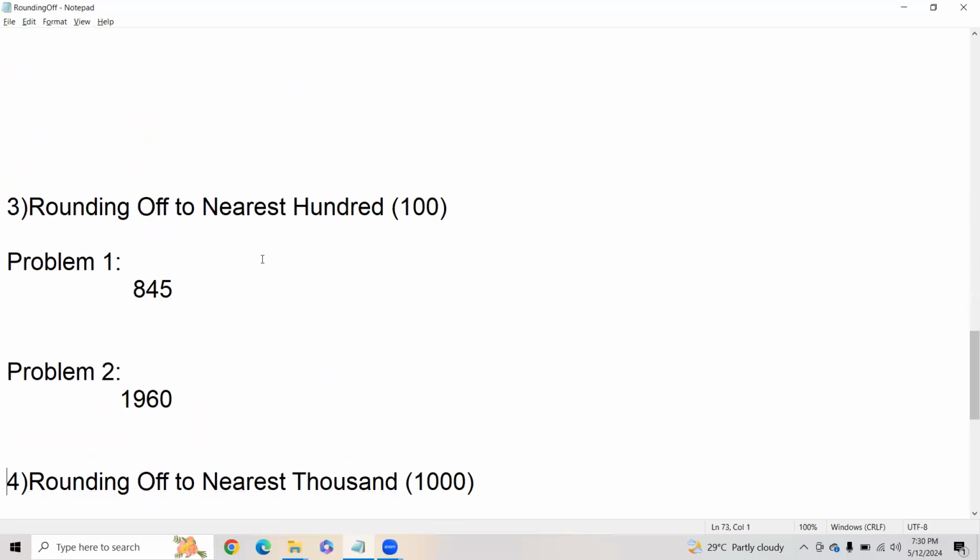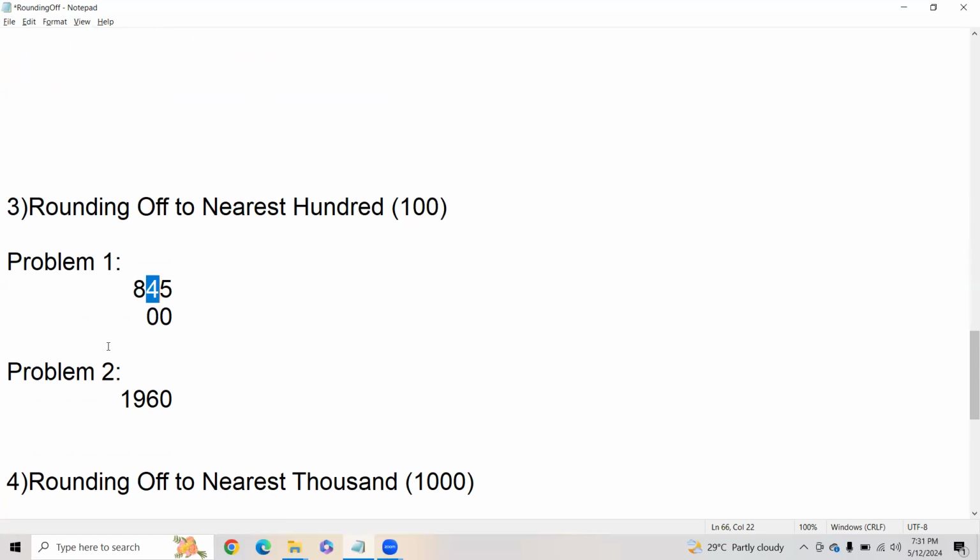Let's look at rounding off to the nearest 100. 845. Now ask yourself, how many zeros are there in 100? We know 100 has two zeros. So the first step is you put two zeros here as they are. So we are done with the first step, we have written two zeros here. Now again ask yourself, how many zeros are in 100? Two zeros. So check the second digit from the right.